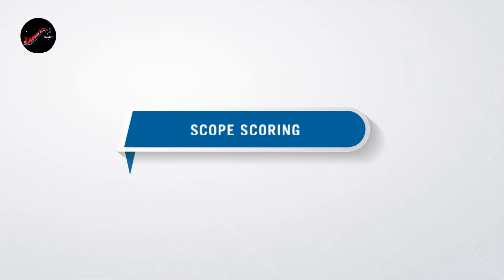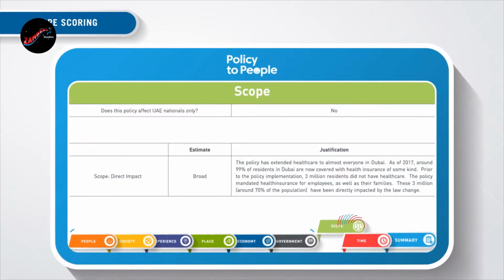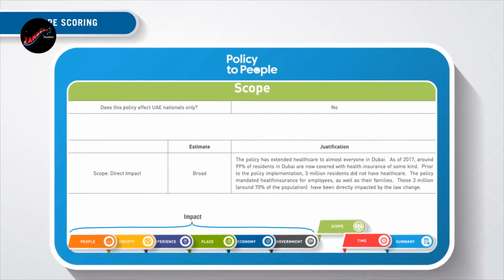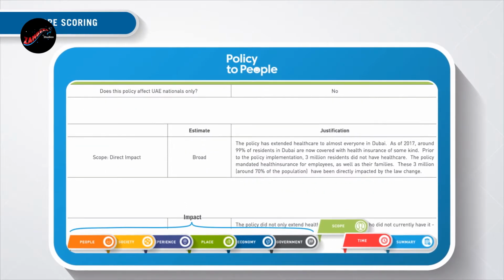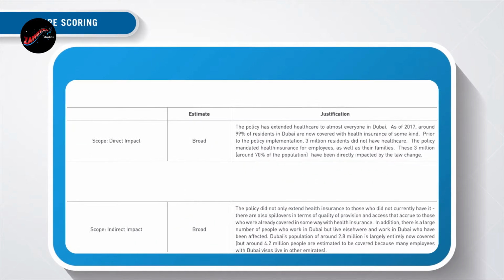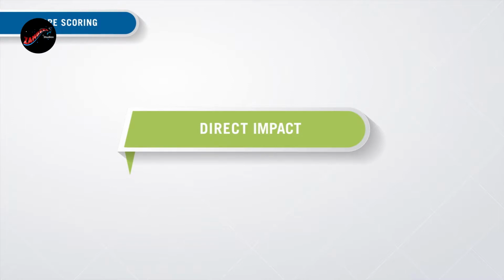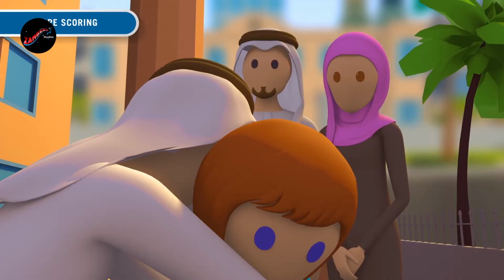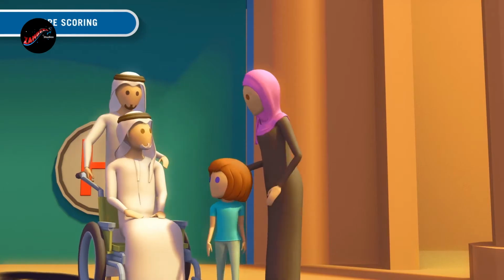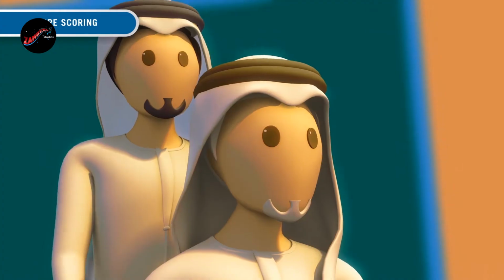Moving on to scope scoring. We know that policies can impact people in direct or indirect ways. Accordingly, policies need to be assessed based on their direct and indirect impacts. For the direct impact, policymakers need to estimate the broad range of people being directly affected by the policy intervention, that is, the direct beneficiaries of the policy.